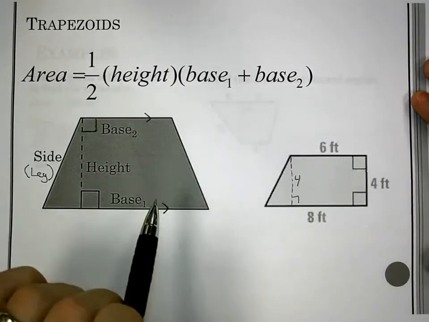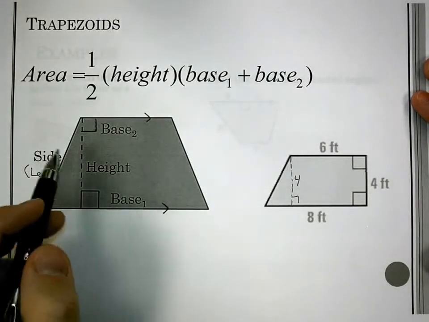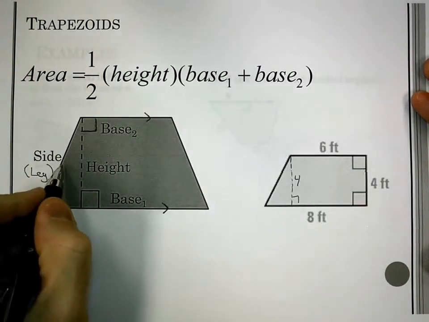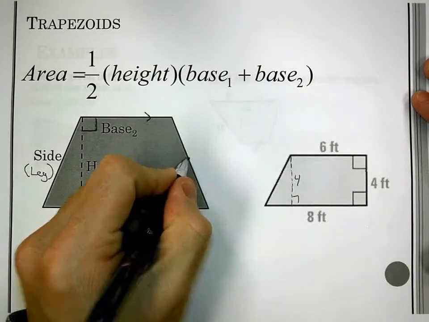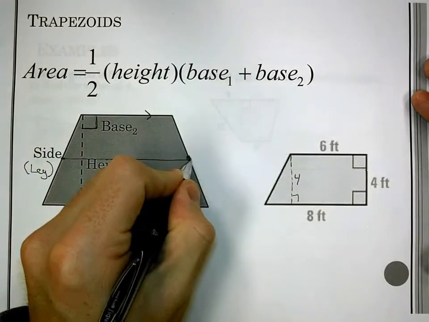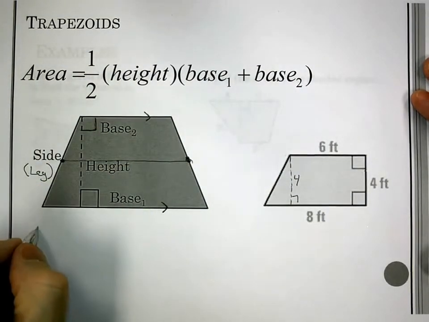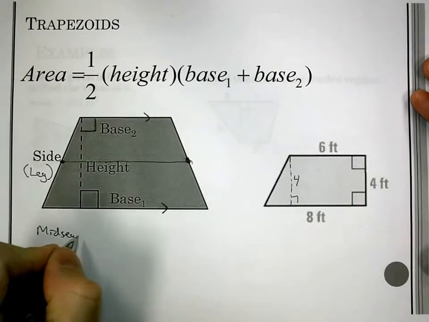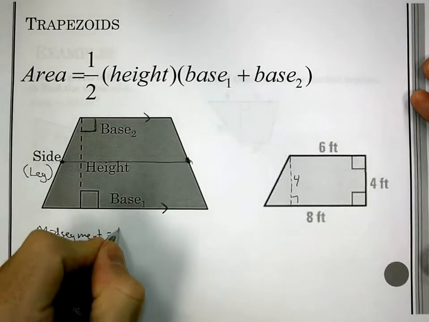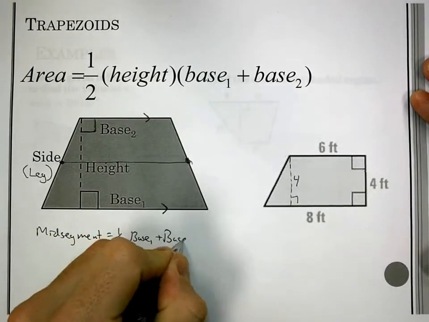Now, the way we got this formula is actually using the mid-segment of a trapezoid. Not the mid-segment of a parallelogram, the mid-segment of a trapezoid. And that's where we found the midpoints of the legs. We draw a mid-segment, and by that, we know the mid-segment is 1/2 base 1 plus base 2.